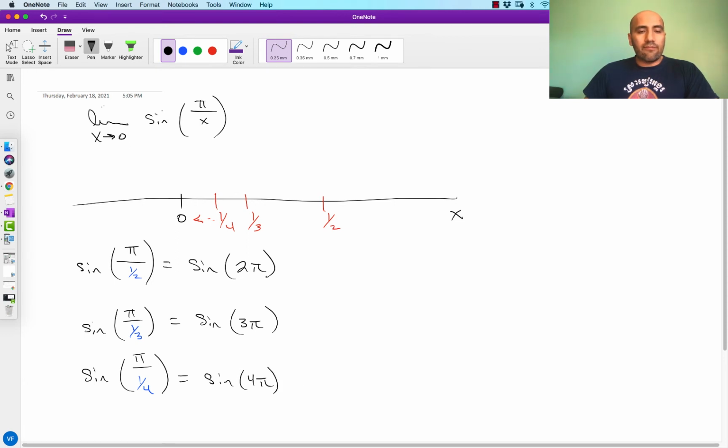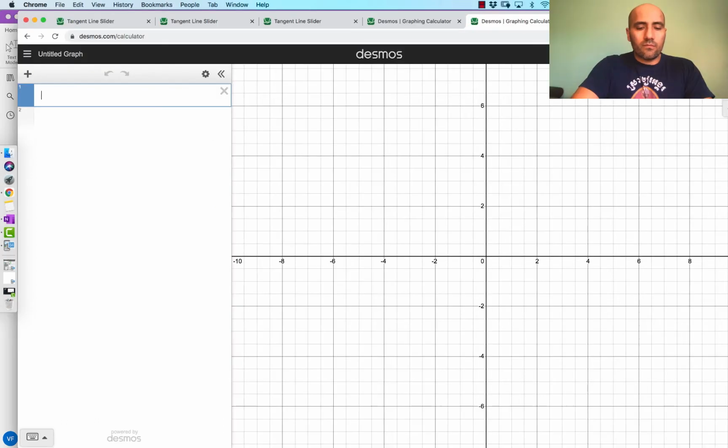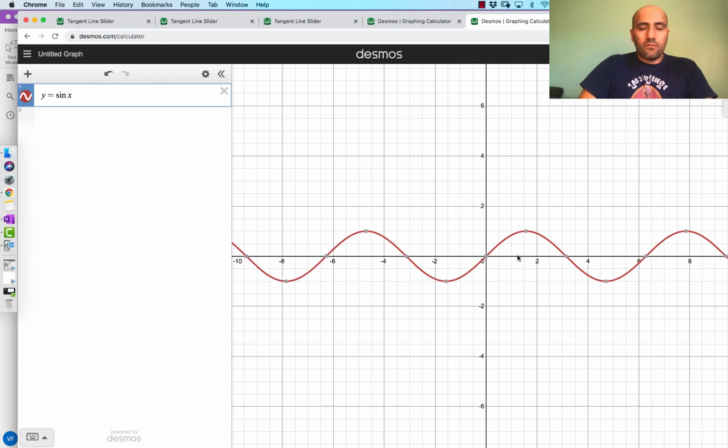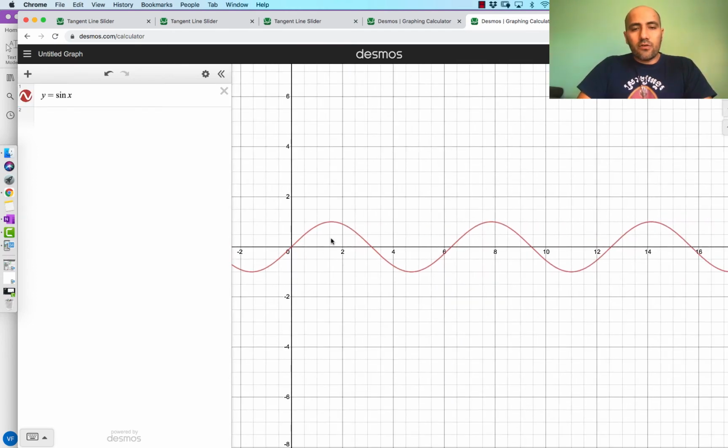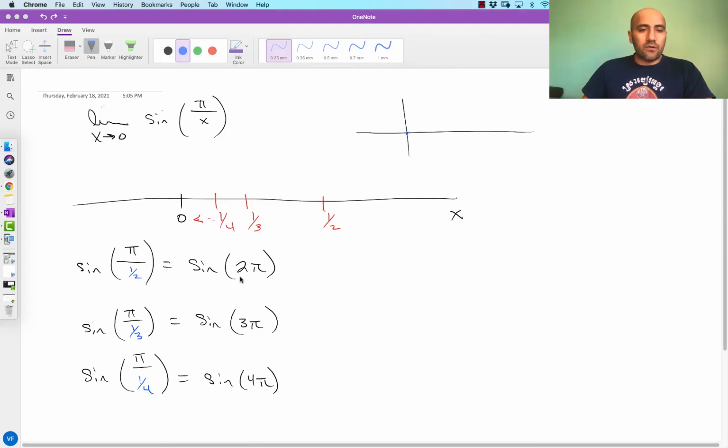And if we remember our graph of the sine function, so here's our sine function. Notice that when I plug in pi, we get a 0. When I get 2 pi, I get a 0. When I get 3 pi, I get a 0. 4 pi, 5 pi. So all the multiples of pi are going to be equal to 0. So all of these are 0.